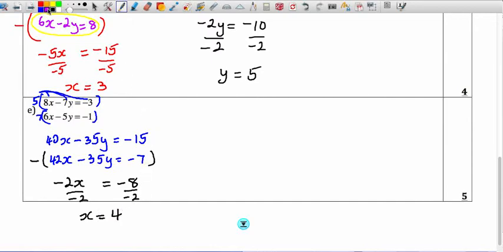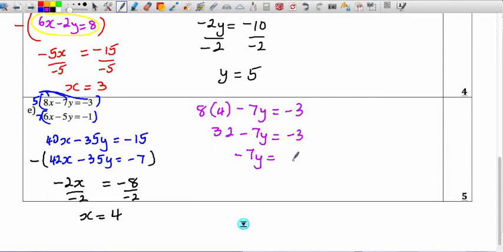I now substitute that back in to one of the equations, so I'll use the first one this time, 8x, so it's 8 times 4 minus 7y equals minus 3, so that's 32 minus 7y equals minus 3. The 32 moves to the right hand side and becomes minus 32 minus 3 is going to give me minus 35. Divide both sides by the coefficient of the y, and I have a y value of 5.